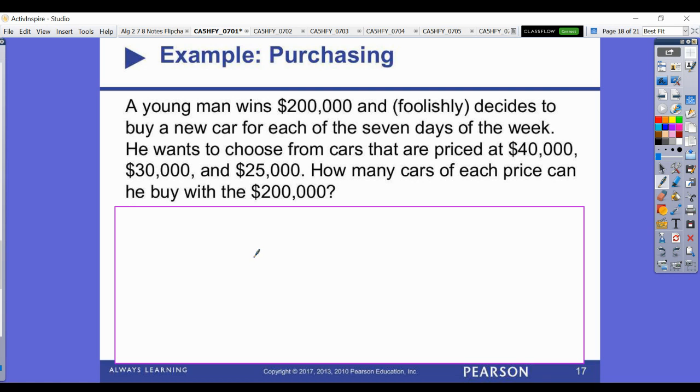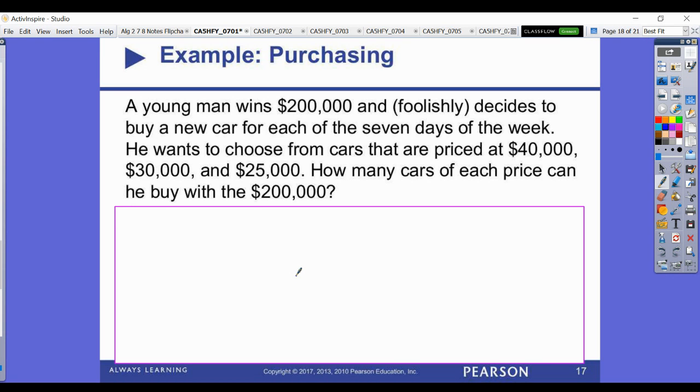All right, here's another example. A young man wins $200,000 and foolishly decides to buy a new car for each of the 7 days of the week, so he has a different car to drive every day. He wants to choose from cars that are priced at $40,000, $30,000, and $25,000. How many cars of each price can he buy with a total of $200,000?